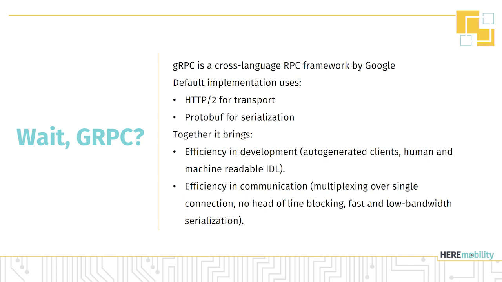Also, these clients are very efficient while communicating. So essentially, they use very compact representation. They use HTTP2 for transportation, which means no head-of-line blocking and multiple streams on a single connection. And those are many benefits of using gRPC.